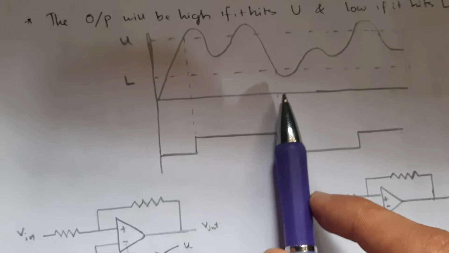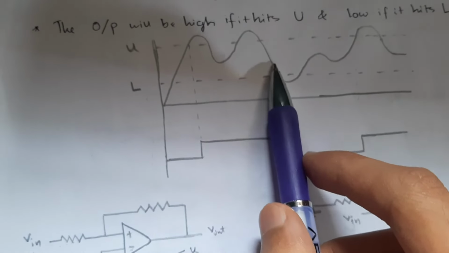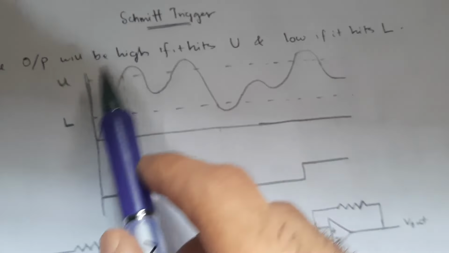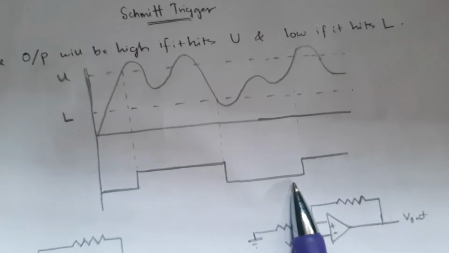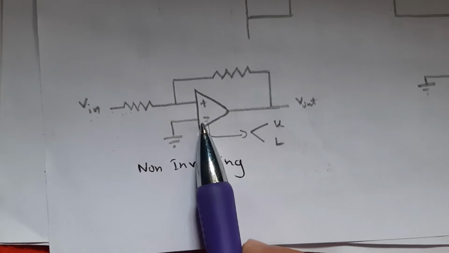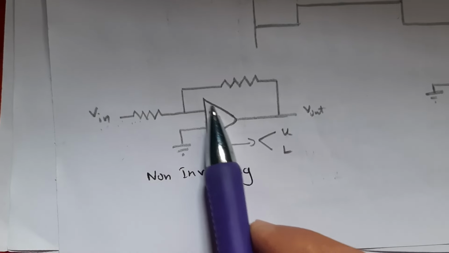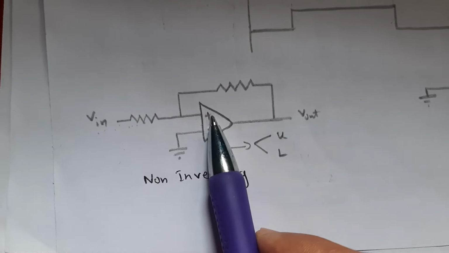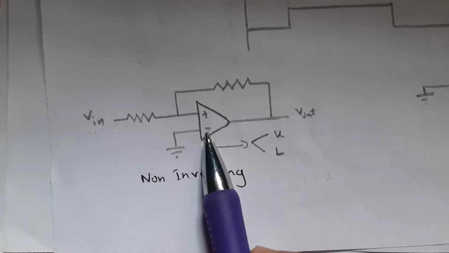When the output becomes low, when V in gets lower than L, what does it need to do? It needs to cross this point U again to become high. So at this point, this will not remain L. This will get shifted to U. Why? This V in should cross U to get the output high. If it wants to cross U, this should be U, right?